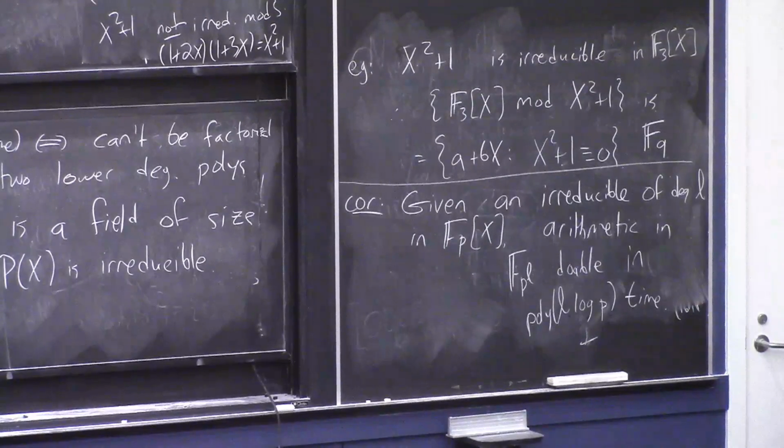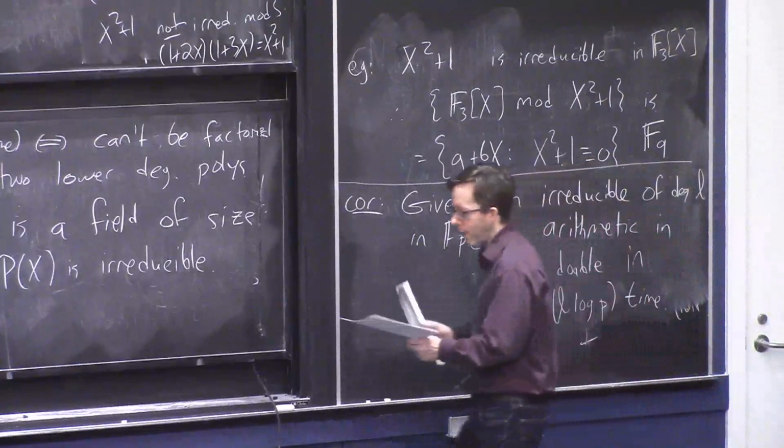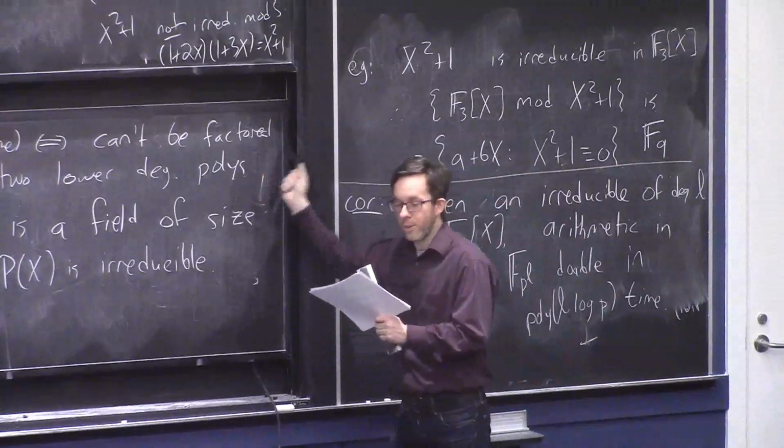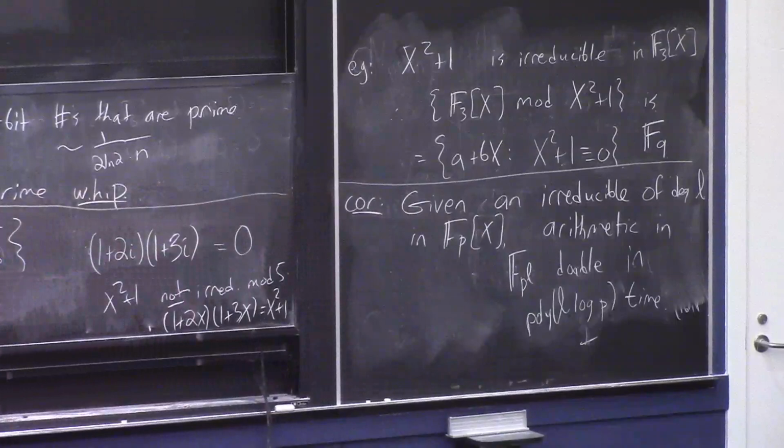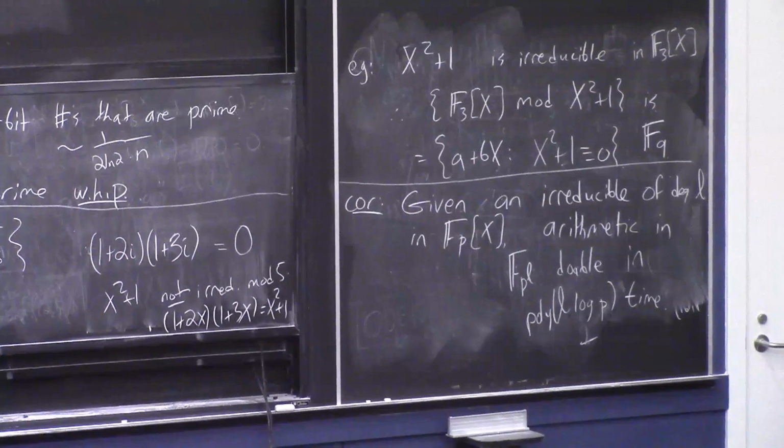Okay, any questions about this? Yeah. Great. So the question was, are there efficient algorithms for checking irreducibility? Yes, there is. That's great. So let's just exactly return to this question. How do you get a degree L irreducible mod P?